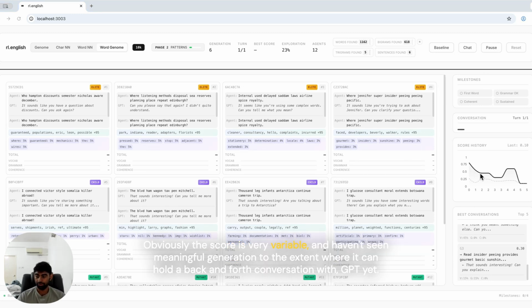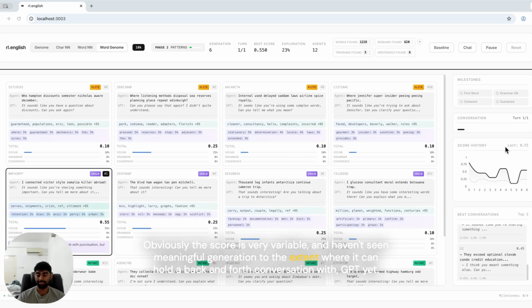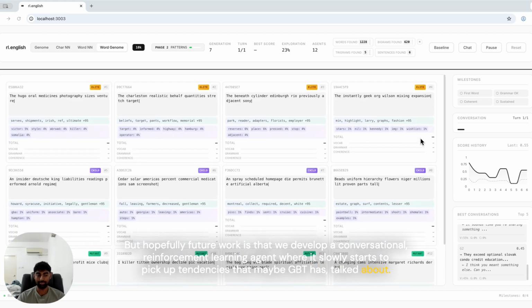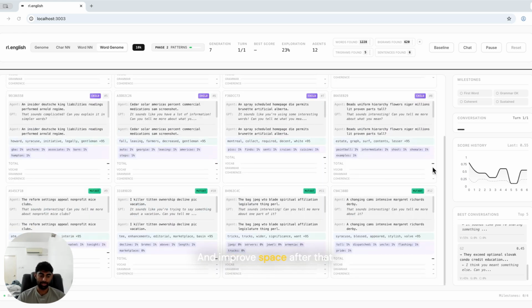Obviously, the score is very variable, and I haven't seen meaningful generation to the extent where it can hold a back and forth conversation with GPT yet. But hopefully, future work is that we develop a conversational reinforcement learning agent where it slowly starts to pick up tendencies that maybe GPT has talked about and improves based off of that. So this is the premise of reinforcement learning English.